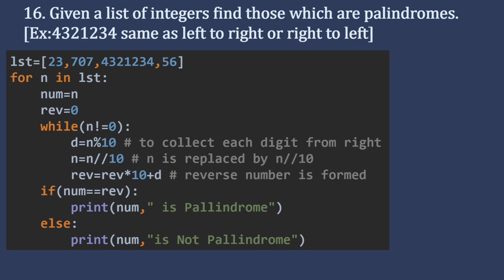So we can write for n in LST. n is a variable which will iterate through all the items of the list. And we will store that n value in a variable called num. So num is equal to n. And rev is a variable which is initialized with 0 to store the reverse of the number. Now with this while loop, we will find out the reverse of a number. So how to do that? We will just keep the condition while n not equal to 0.